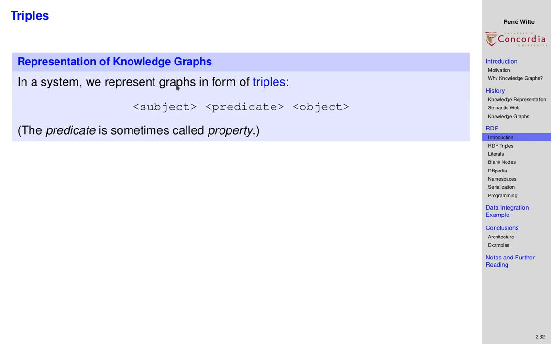Triple because there are three parts: a subject, a predicate, and an object. Very often, predicate is also called property. That comes from a different standard, a different technology, so don't get confused. Predicate and property mean the same thing in this context.